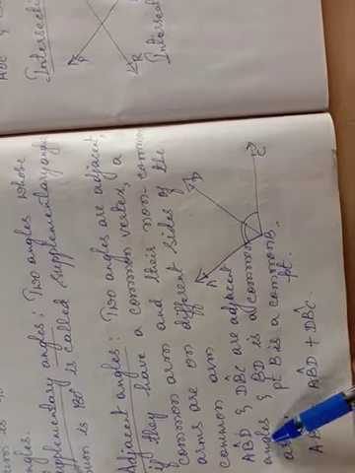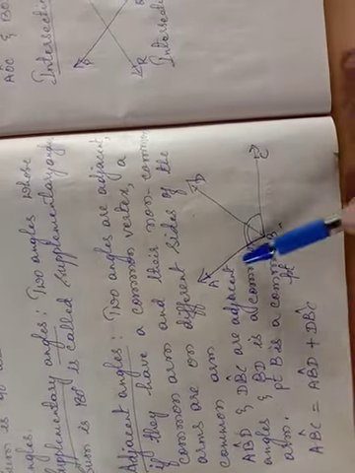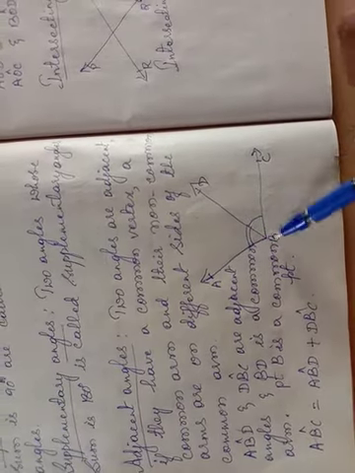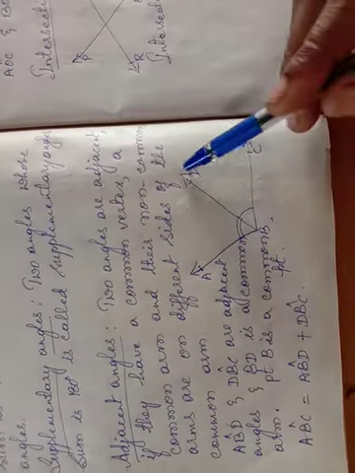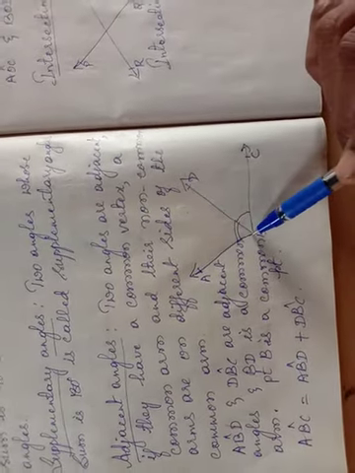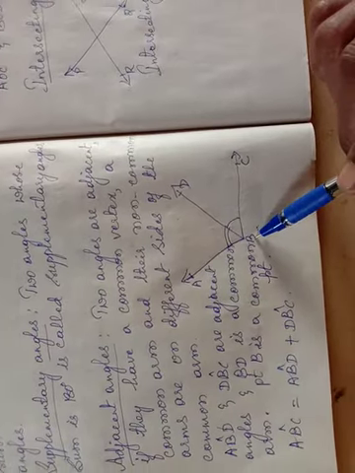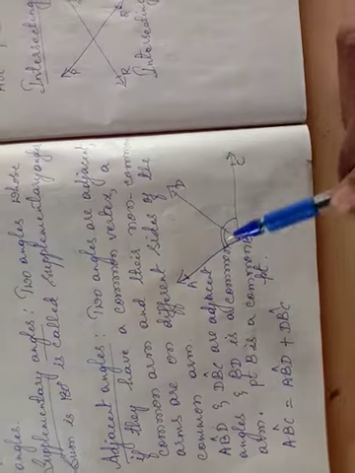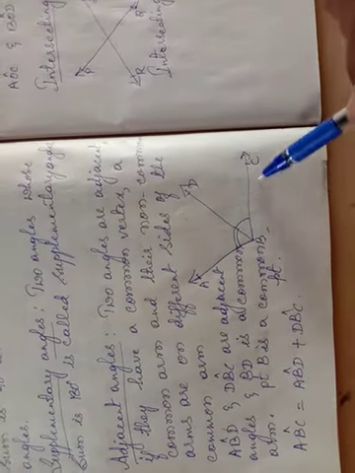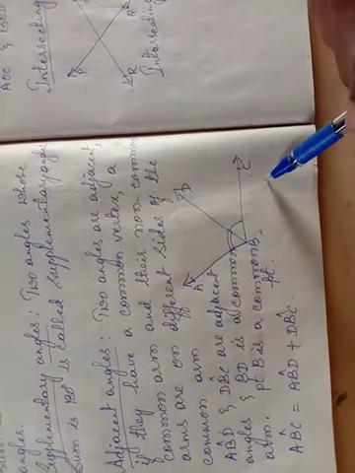You can see here, children, like this. Angles ABD and DBC are adjacent angles. BD is a common arm for both the angles, and point B is the common vertex. We can also write the relation between these two angles: angle ABC is equal to angle ABD plus angle DBC.